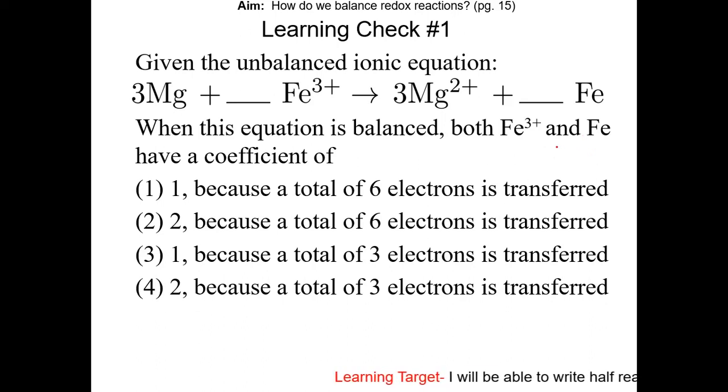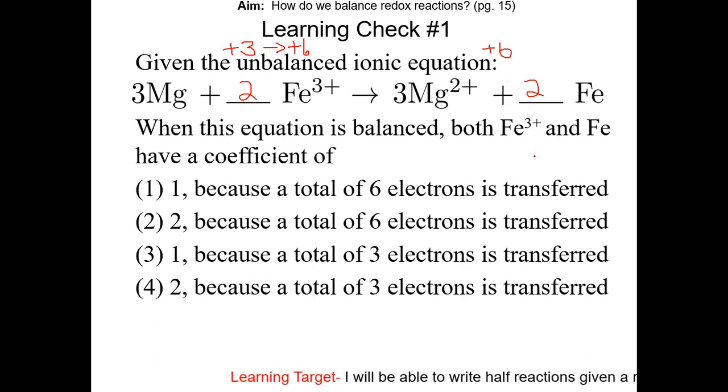The first step is to figure out the total charge on the reactant side and product side. The total charge on the reactant side is positive 3. The total charge on the product side is positive 6. Therefore, we need to put a 2 in front of the iron 3 plus, so the total charge on the reactant side becomes positive 6. We need to put a 2 in front of the iron, so the number of iron on both sides is the same. Since it is positive 6, 6 electrons are transferred, so the answer is choice 2.